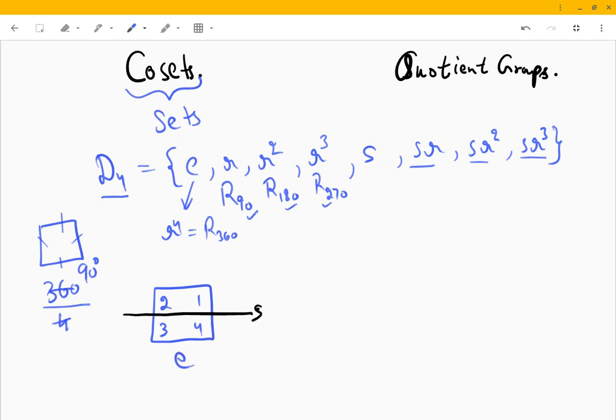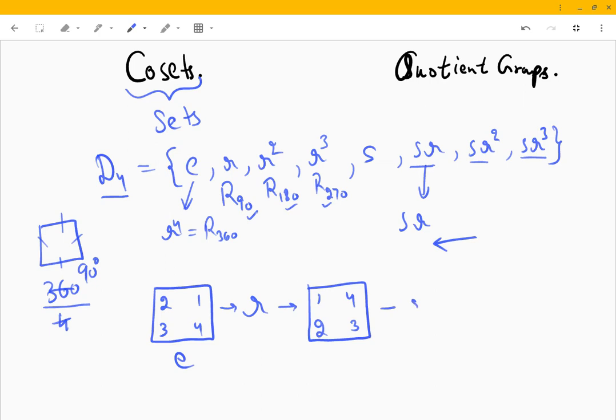So this is my identity, right? Now if I'm writing SR, that means we operate from the right. So I'll first rotate it 90 degrees anti-clockwise. So it will give me this, right? This is R. And then I'll apply S to this. I applied R, and now I apply S to this. So S is, like I just said, a horizontal flip for me. So 2, 3, and 1, 4. Now if you carefully observe, this is a flip across this axis. See?